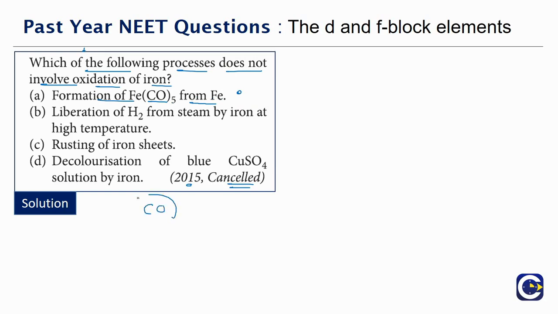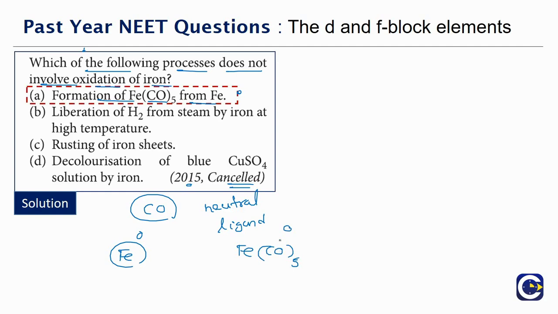See, CO is a neutral ligand. And the iron oxidation state, normally iron, what is it? In the metallic state, the iron oxidation state is 0. In Fe(CO)5 also, the iron oxidation state is what? 0. Meaning iron is not undergoing any oxidation. So the correct answer for this is option A itself.